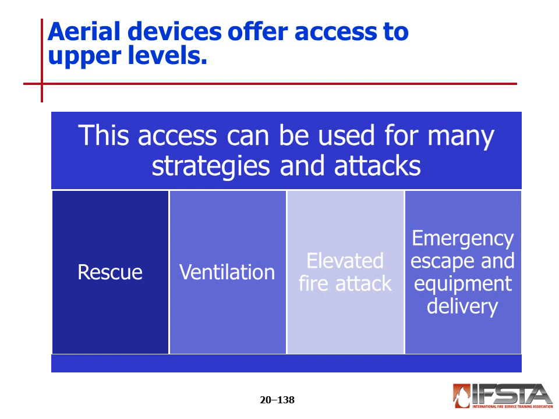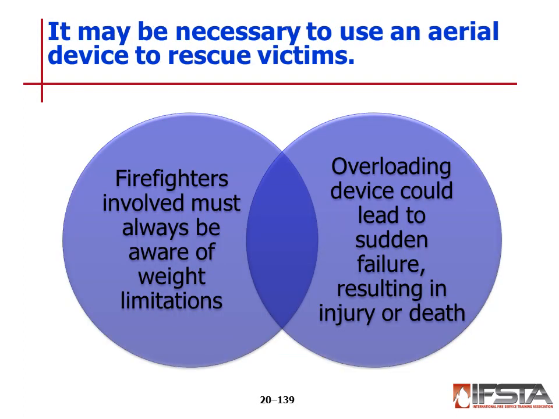The aerial device offers access to upper levels. Access can be used for many strategies and tactics: rescue, ventilation, elevated fire attack, and firefighters' tasks such as emergency escape and equipment delivery. When fire conditions do not allow victims to be brought down interior stairs or exterior fire escapes, it may be necessary to use an aerial device to get them down.